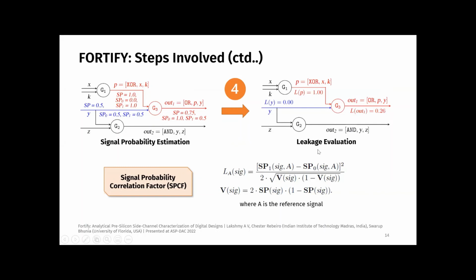So the formula for this signal probability correlation factor: we can see from the numerator that it captures the relative difference between the conditional signal probabilities, which we had seen earlier. Intuitively, it captures the degree of correlation between the signal and the reference signal. And the denominator is essentially a weighting factor, which captures the standard deviation of the set of values taken by the signal.